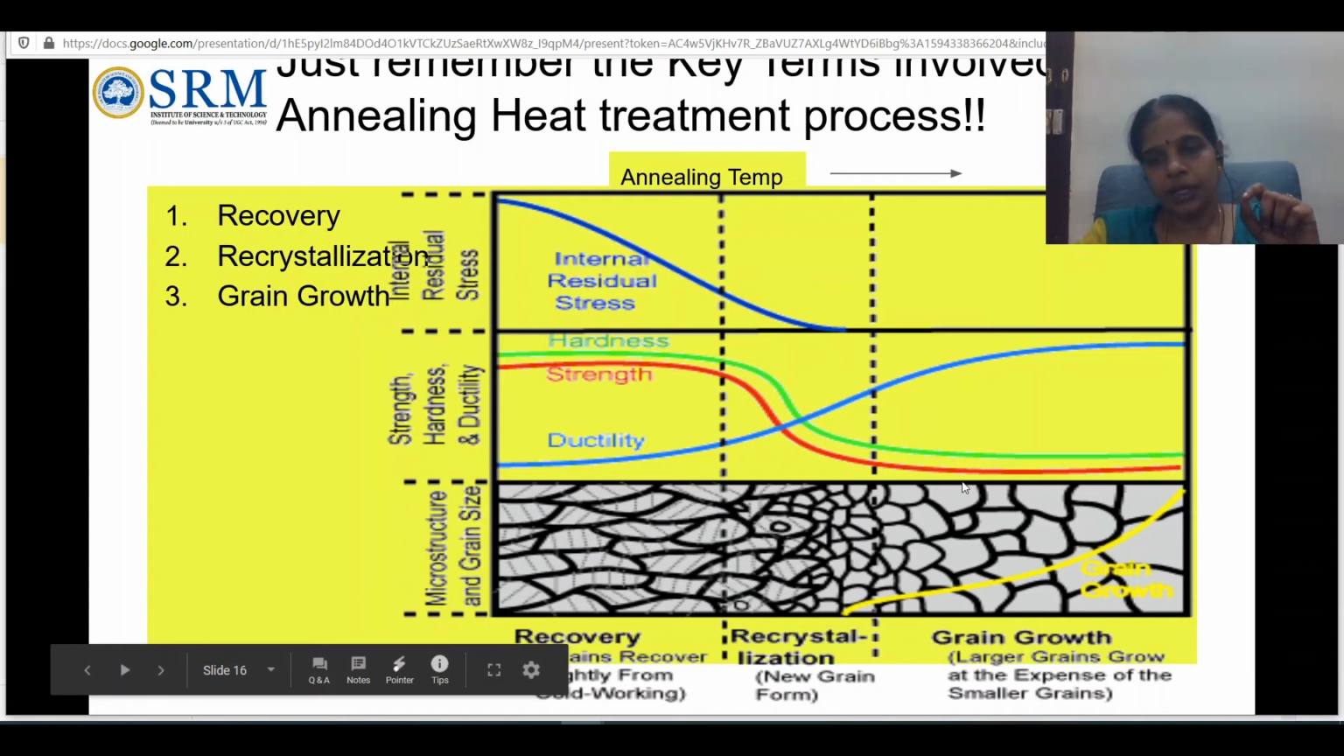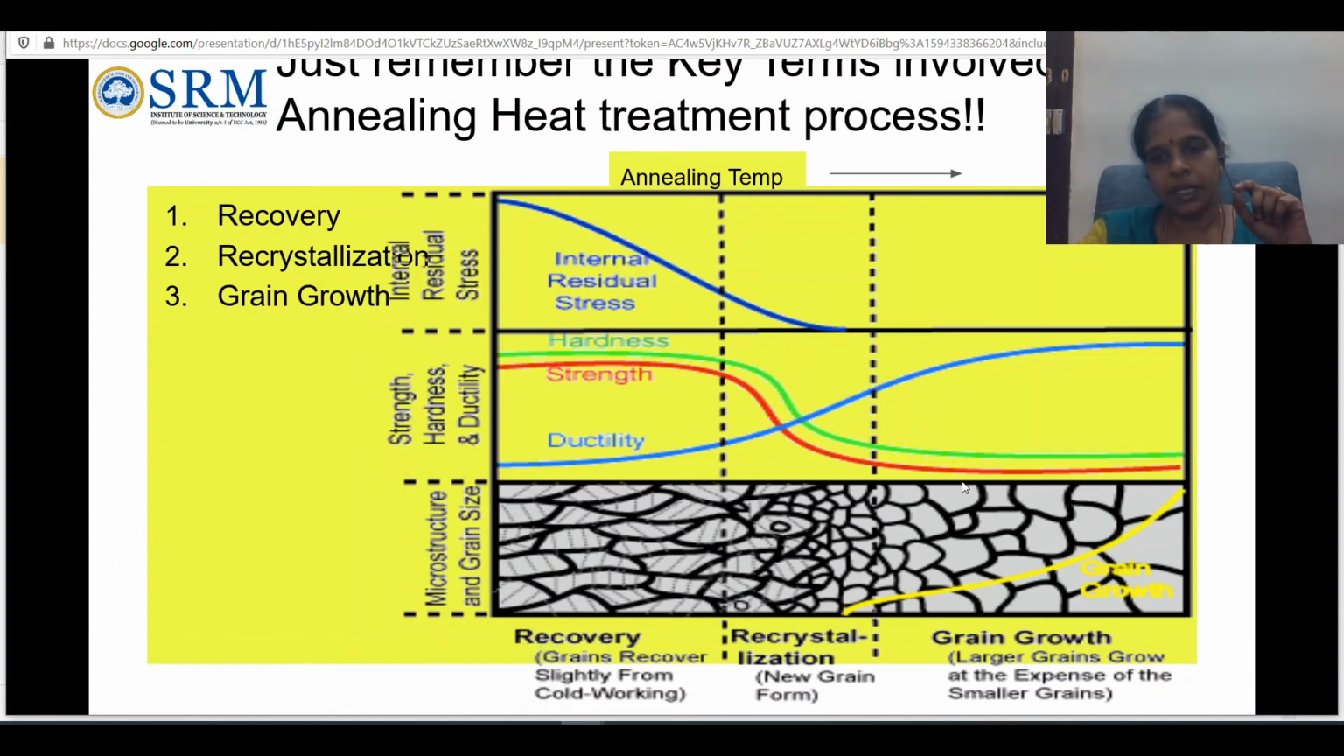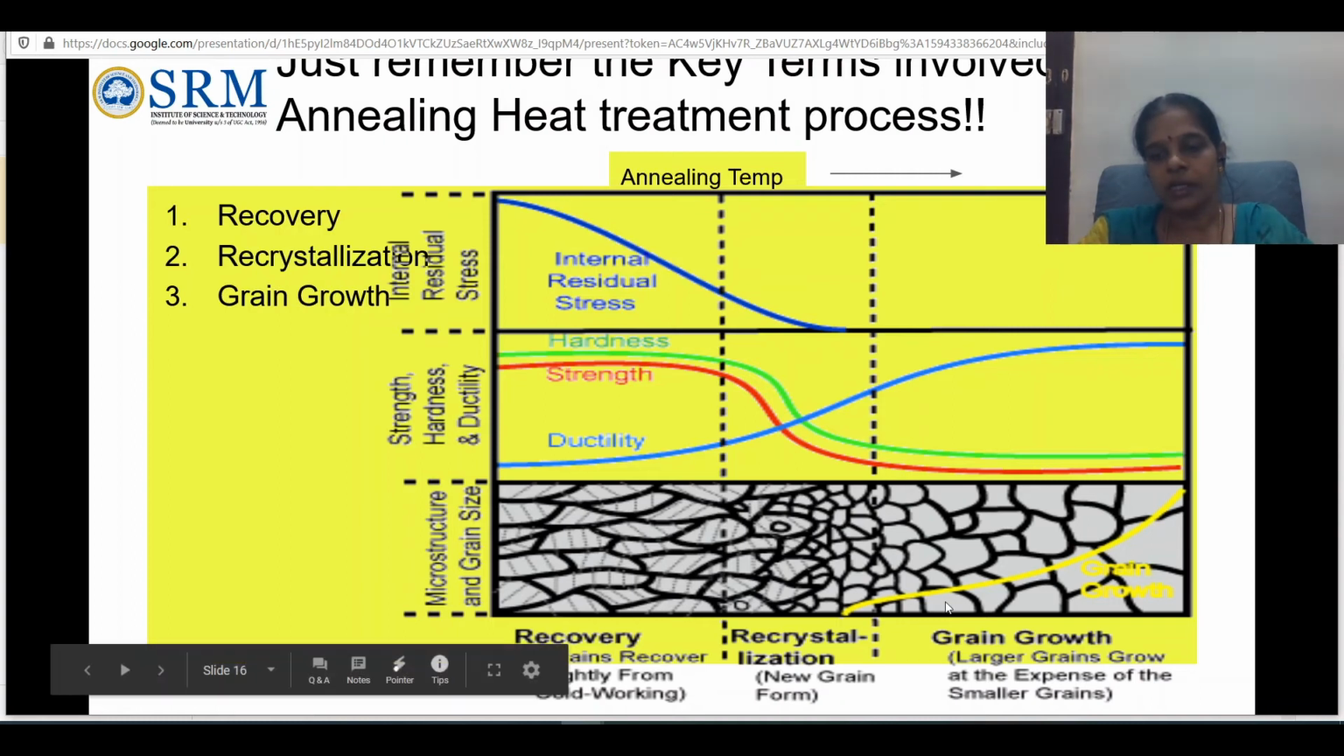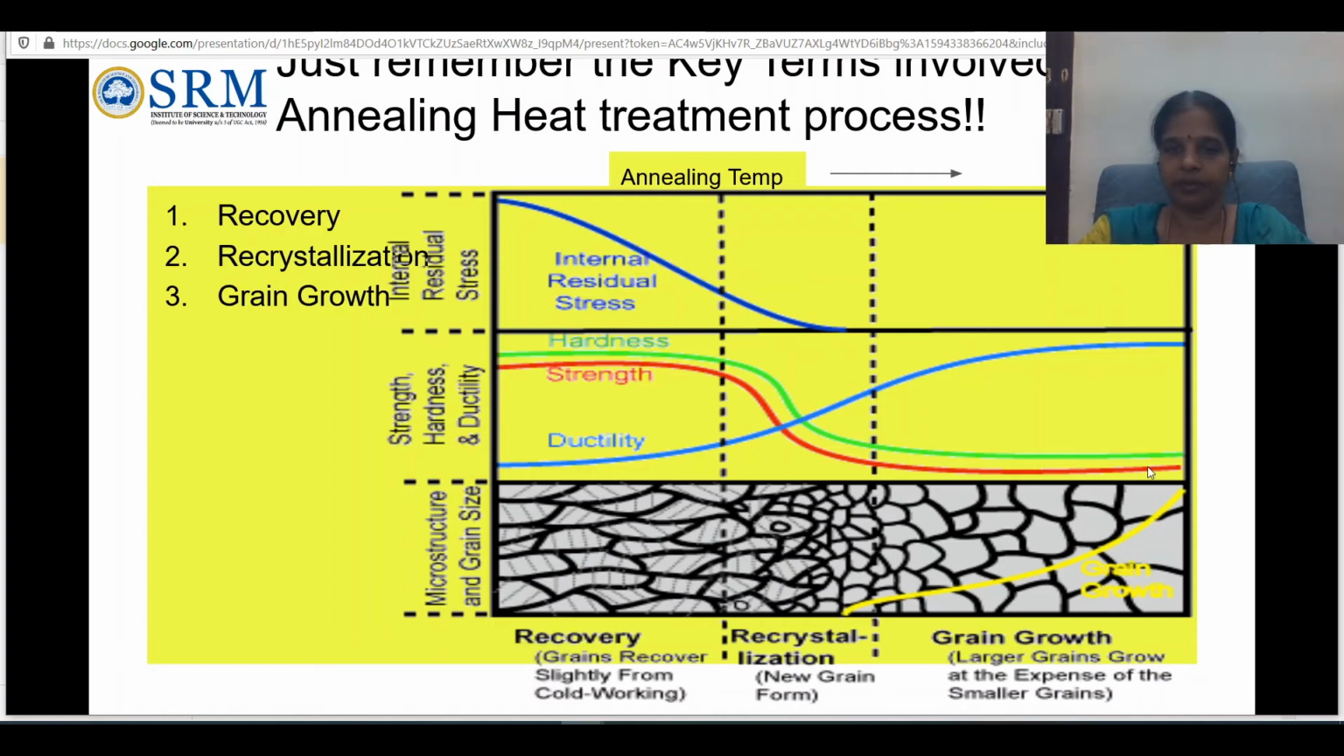But when you keep the material in the furnace or keep on increasing the temperature, what happened? The grains start growing just by merging with one another. And once the grains start growing, what happens to the strength? The strength decreases further. So that's a point you have to remember here. In the heat treatment process, there is recovery, recrystallization and grain growth.